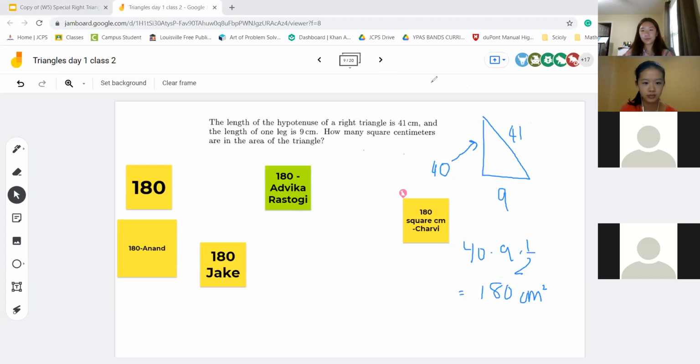So wait, did I just use the annotating tool? Oh, oops.